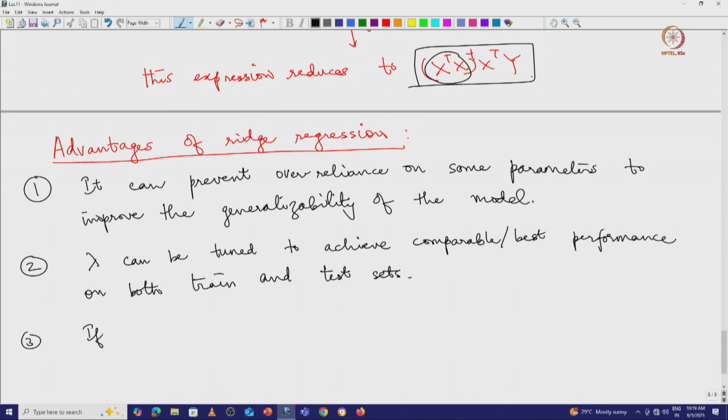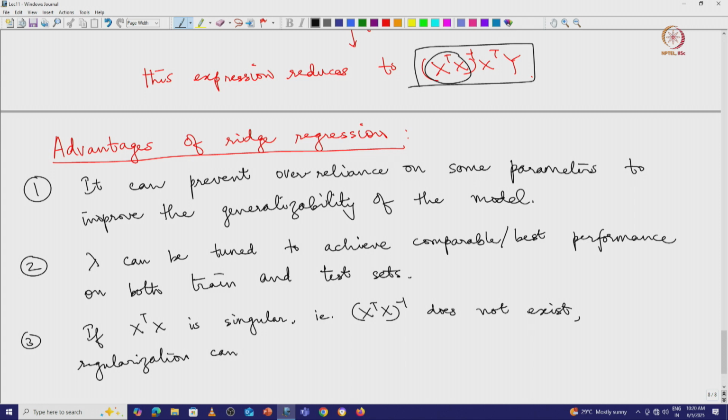So, if X transpose X is singular, that is, X transpose X inverse does not exist, or even if this matrix is close to singular, which makes it numerically very difficult to evaluate the inverse, regularization can still enable the calculation of (X transpose X plus lambda I) inverse.